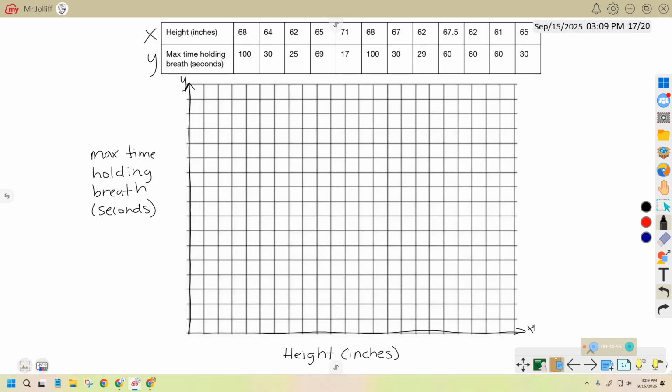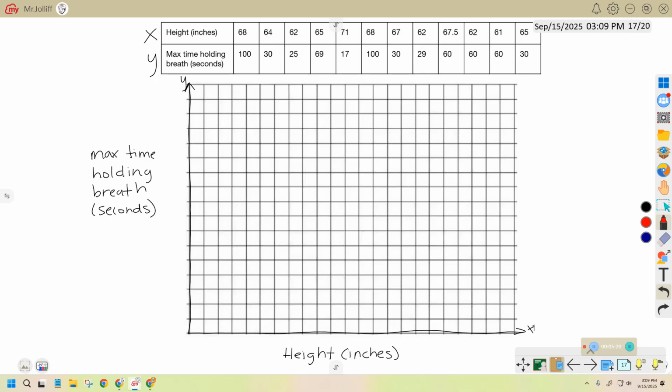So I can tell from the structure of the table that height is my explanatory variable and max time holding my breath is my response variable. Good. Next step is generally the hard part of doing these freehand, which is figuring out how to scale your axes. I start by looking for the maxes and mins on both axes.